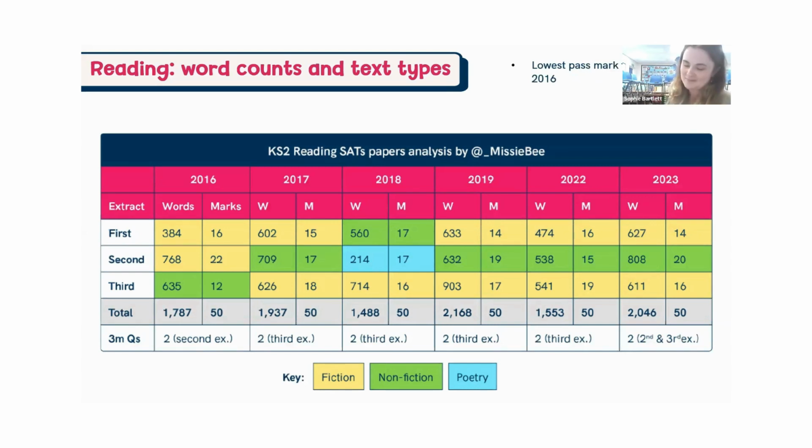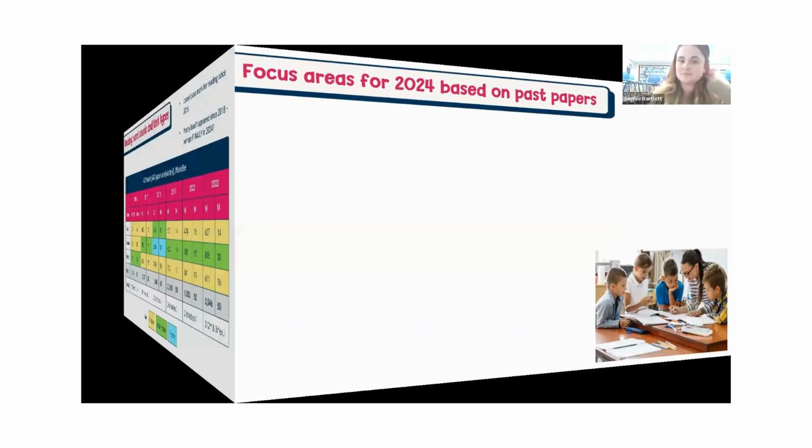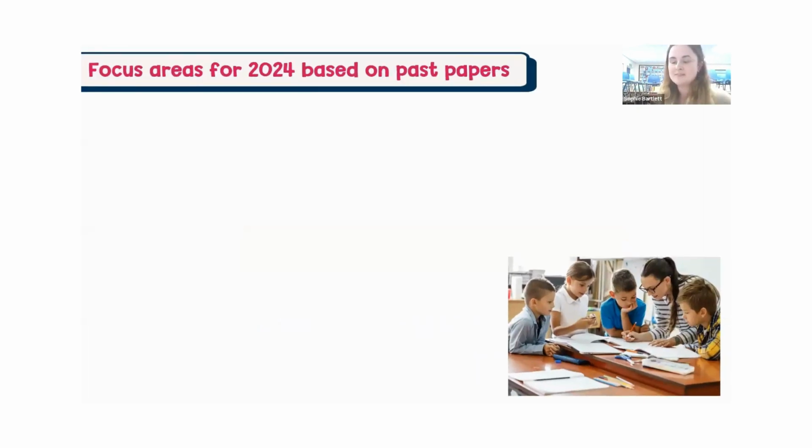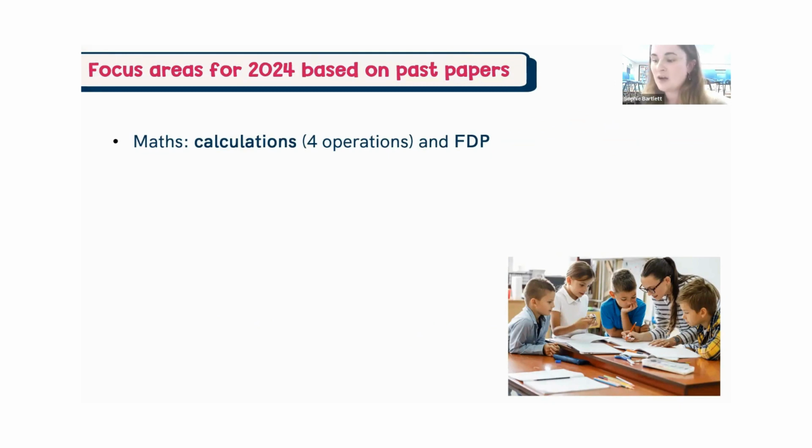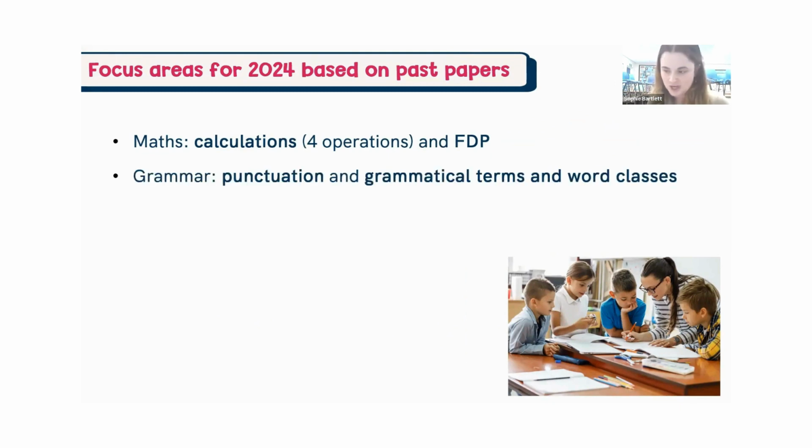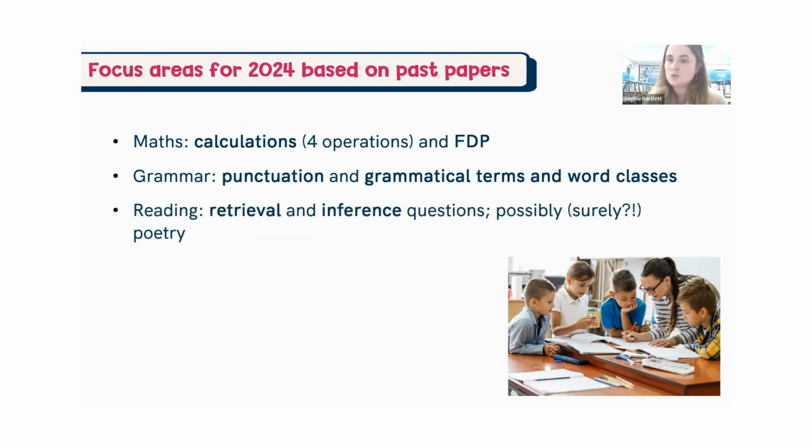So yeah, that is the analysis for reading. So for the key takeaways for all of those, for maths, focus on your four operations and FDP; for grammar, focus on punctuation and grammatical terms and word classes; and then just have in your head that for reading, any retrieval skills and inference question stems would be important to focus on, and possibly, surely, poetry.